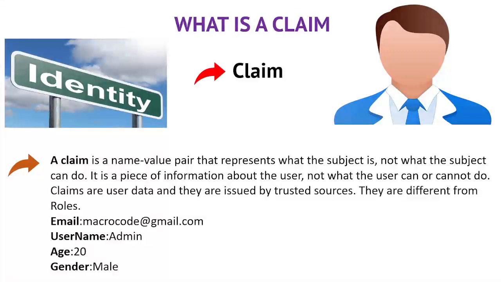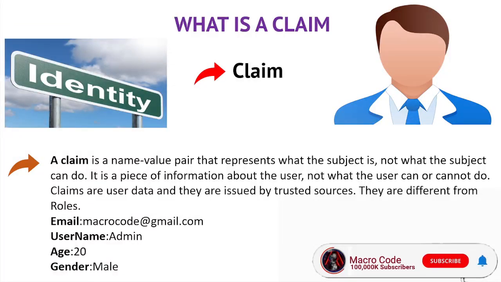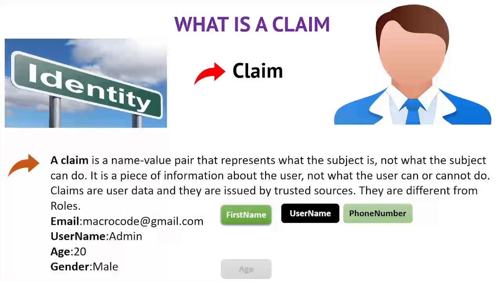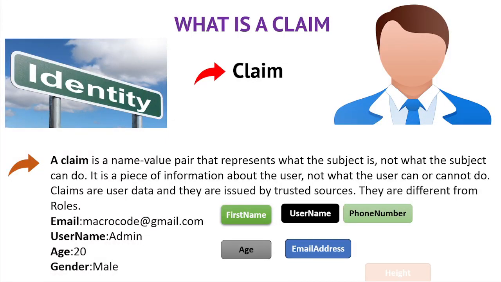For example, an email is the name, then the value is the macro code at gmail.com. Username is the admin, age is 20, and gender is male. So gender is actually the name, the value is male. Age is actually the name, then the value is 20. We've said a claim is a name value pair that represents what the subject is. So you'll be able to see that a claim can be a first name, username, phone number, age, email address, and even the height. So this actually gives us the information about the user.